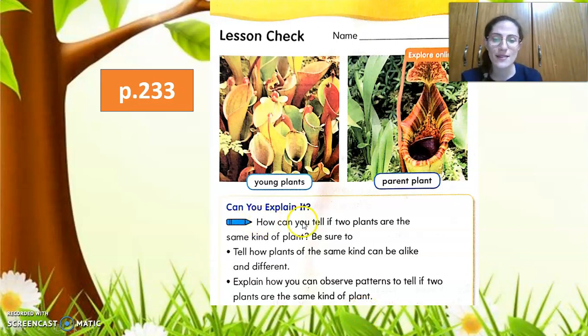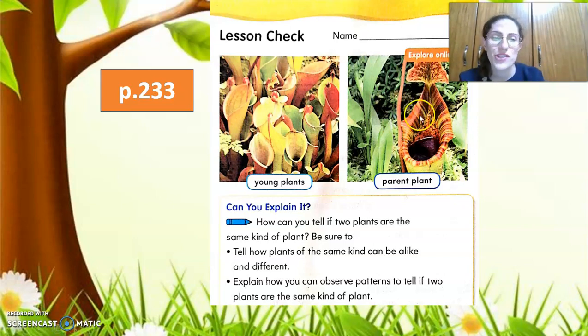Can you explain it? How can you tell if two plants are the same kind of plant? Be sure to tell how plants of the same kind can be alike and different. Explain how you can observe patterns to tell if two plants are the same kind of plant. So, how can we tell if these two plants are the same kind of plant? Remember guys, how can we know if a young plant and its parent are the same kind of plant?